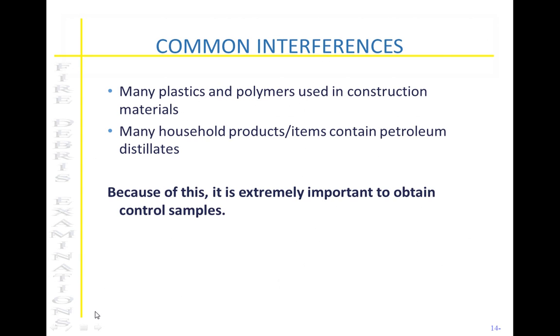However, keep in mind once again that it is very necessary to try to obtain known samples in your collection of the fire debris. This helps forensic scientists eliminate the common interferences that might be seen with the extraction of the ignitable liquid. So once again, many plastics and polymers and also many household products might contain petroleum distillates, which could be inferred as an ignitable liquid.